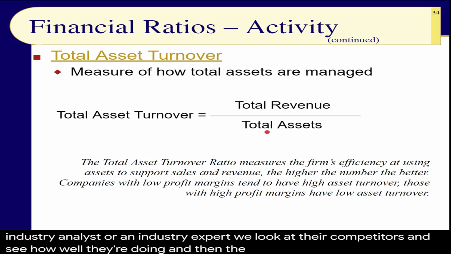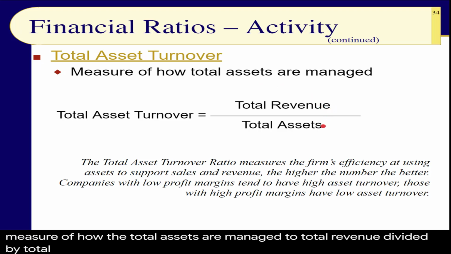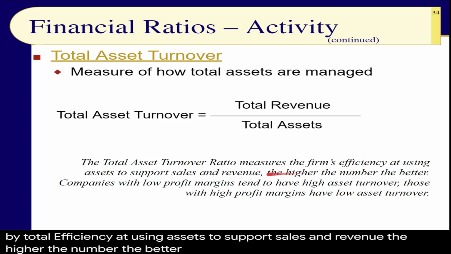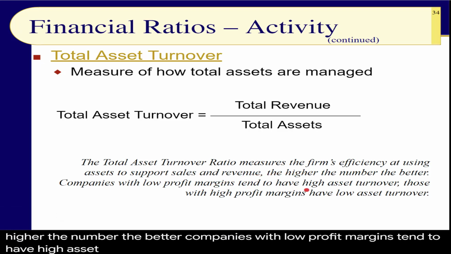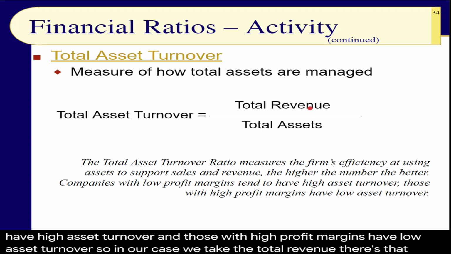And then the total asset turnover is a measure of how the total assets are managed. The total revenue divided by total assets measures the firm's efficiency at using assets to support sales and revenue. The higher the number, the better. Companies with low profit margins tend to have high asset turnover, and those with high profit margins have low asset turnover.